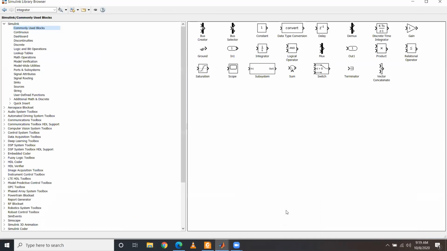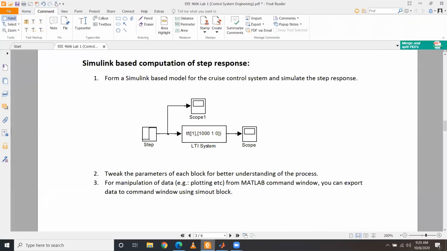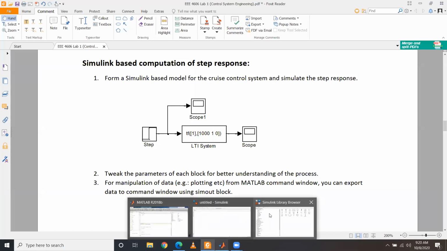Okay, so I hope everyone has opened their Simulink. So this is the block diagram. Very simple. You see your step input, a step block. You see the LTI system, which is your control system. And you see two scopes to observe the input and the output, right? So just add these blocks.